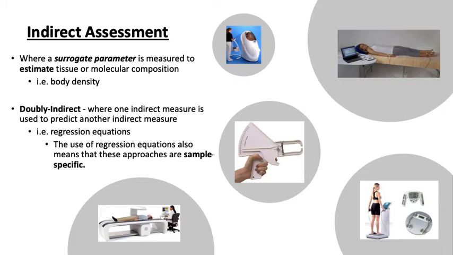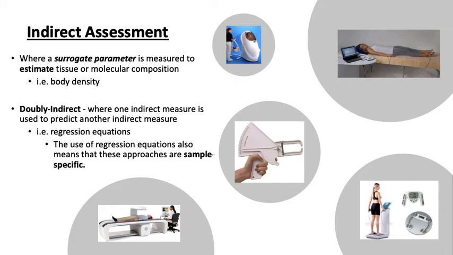This leads to something called a doubly indirect method, where one indirect measure is used to predict another indirect measure. So if we have ascertained body density by using one of these techniques in the picture, then we put body density into a regression equation. This would be doubly indirect. Regression equations are considered doubly indirect because you're getting a surrogate parameter and then putting that surrogate parameter into an indirect measure, or a regression equation.